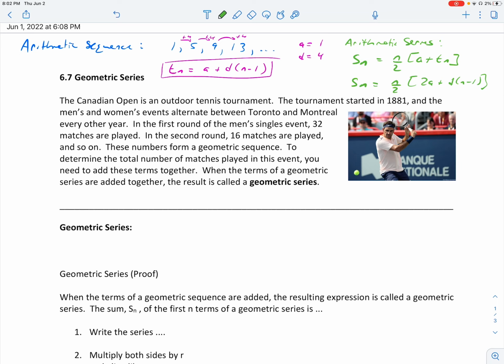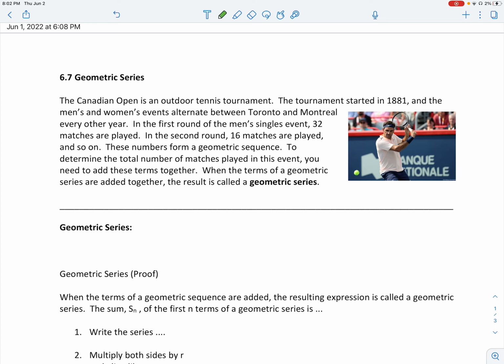So what we're going to do today is not work with arithmetic series or sequences. We're going to be working with geometric. So if you remember geometric sequence, this will be most important for today.